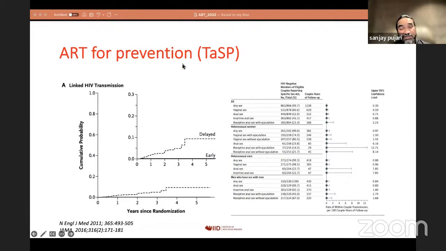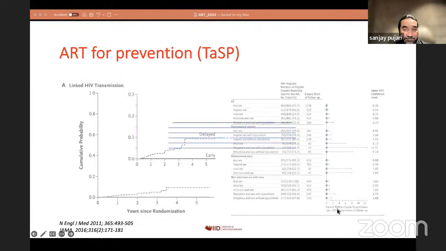The other issue is the use of antiretroviral therapy for prevention. This is talked about as treatment as prevention, and we have important studies. The HPTN 052 study demonstrated a reduction in the risk of HIV transmission among serodiscordant couples when the viral load was undetectable after initiating ART. And this is the same with homosexual couples as well.